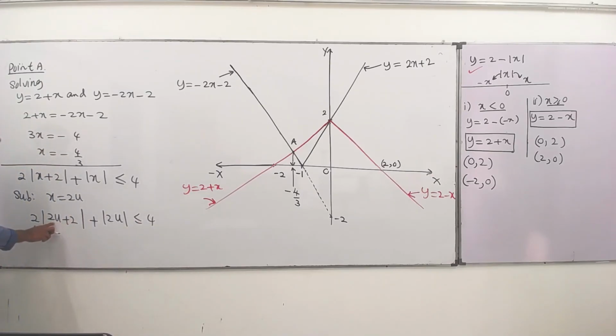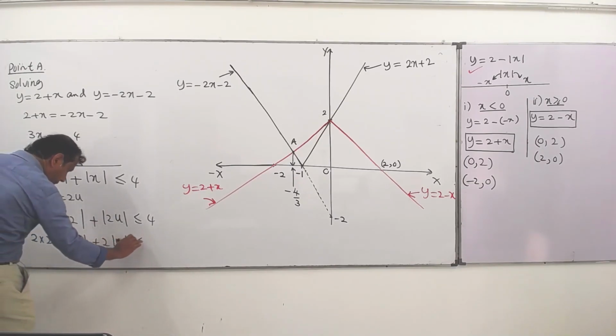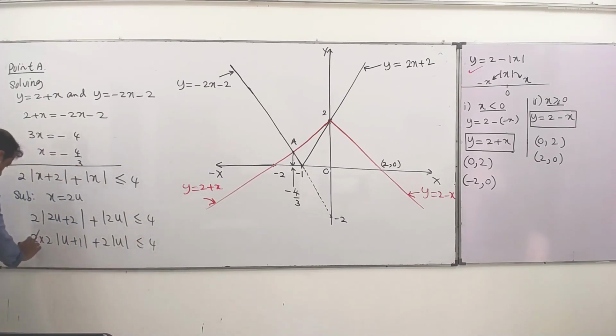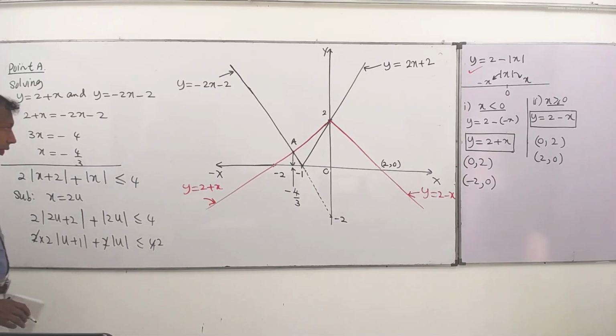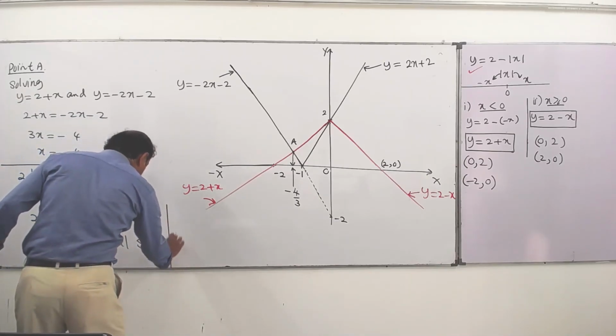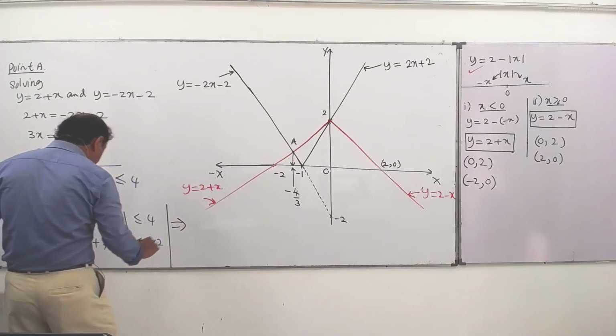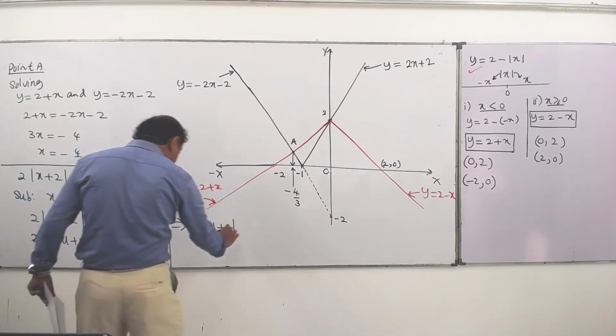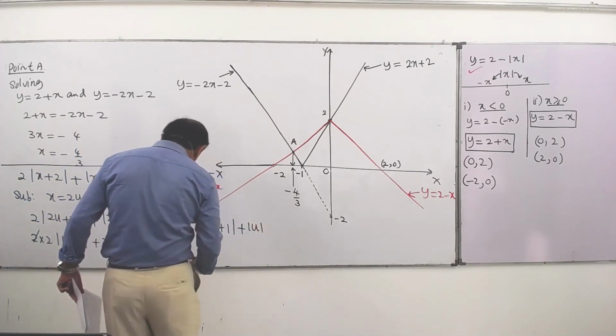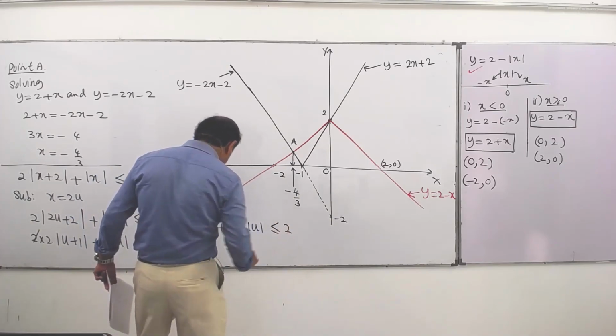Right, you can take this 2 out because that 2 is positive, no? From the modulus you can take out. This 2 into that 2, then this will be u plus 1. Here also you can take this 2 out, mod u less than or equal to 4. This 2 you can cancel out. Then we get 2 times mod u plus 1 plus mod u less than or equal to 2. This way we get.